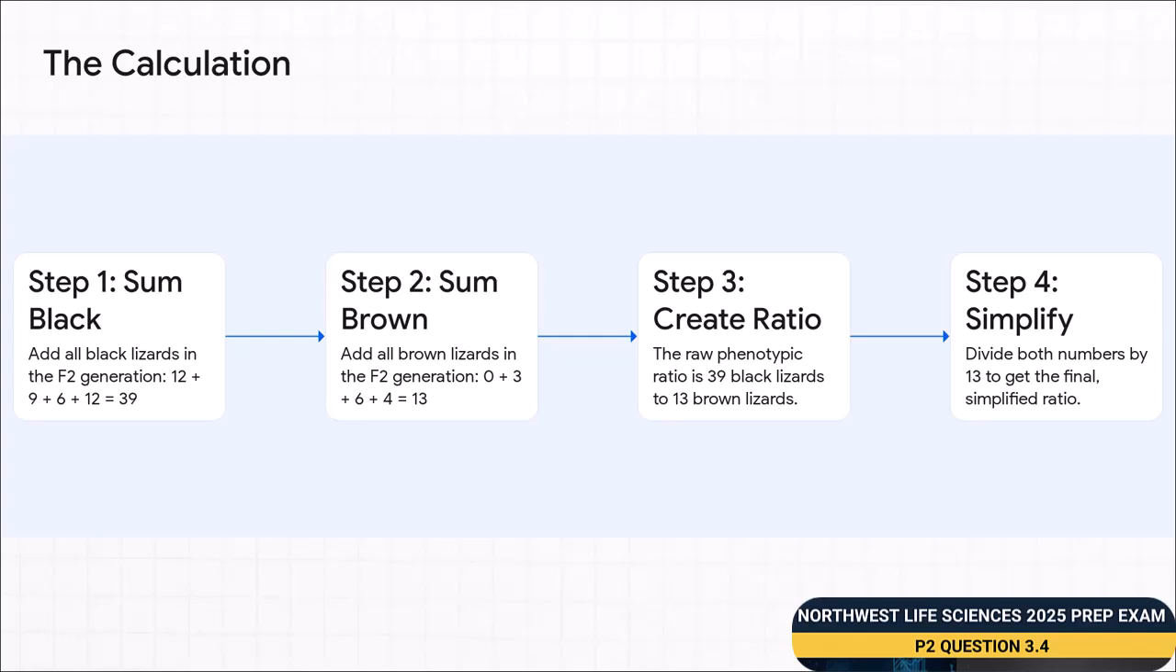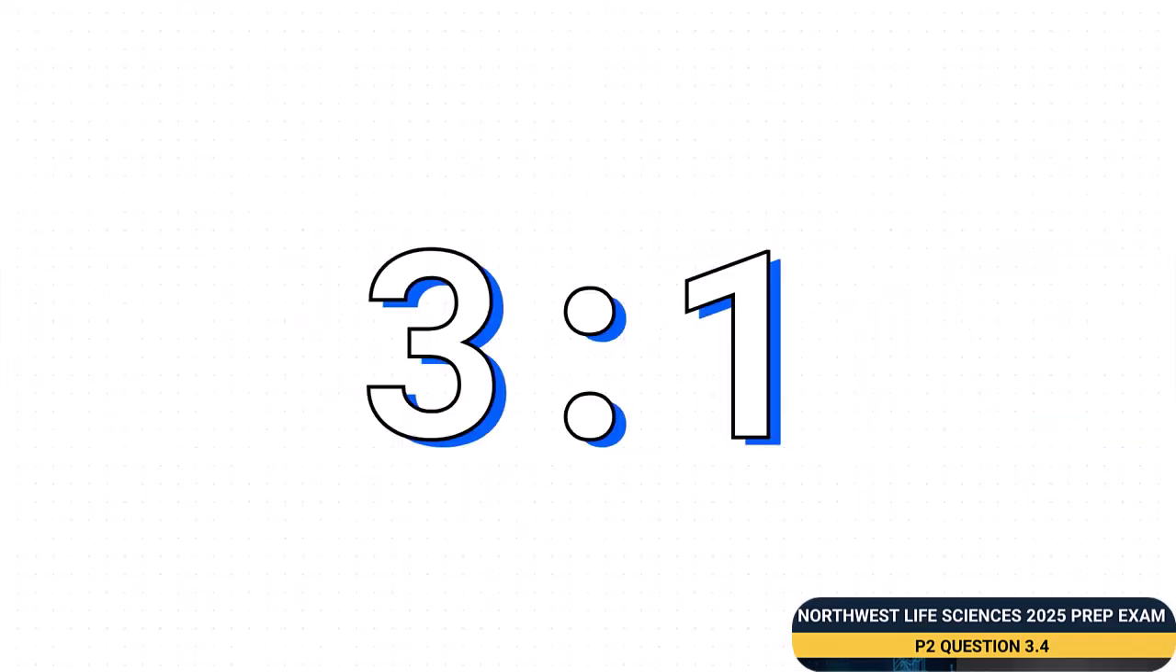But hold on, we're not quite done yet. The final step is just to simplify that ratio. You just need to find the biggest number that goes into both 39 and 13, which is 13. And that gives us a clean final answer of 3 to 1. And what do you know? That's the classic Mendelian ratio we're always looking for. 2 marks in the bag.